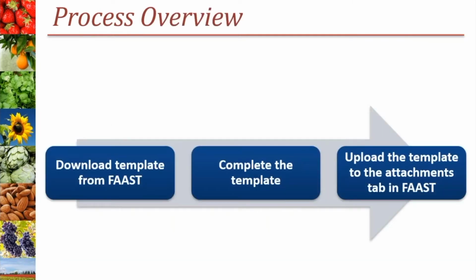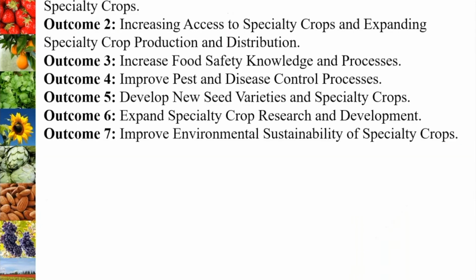To complete the outcome measures template, first download the template to your computer from the concept proposal application in FAST. A link to the template is also available in the RFCP. Complete the template and upload the finished document to the Attachments tab in FAST. The steps for uploading the template are covered in the presentation on the FAST system. Please note that outcome measure templates must be uploaded as a Word document and should not be converted to any other file type, such as a PDF.